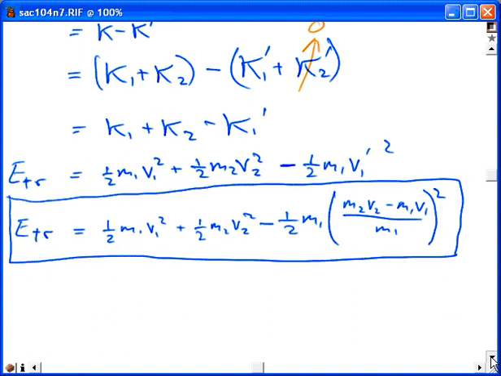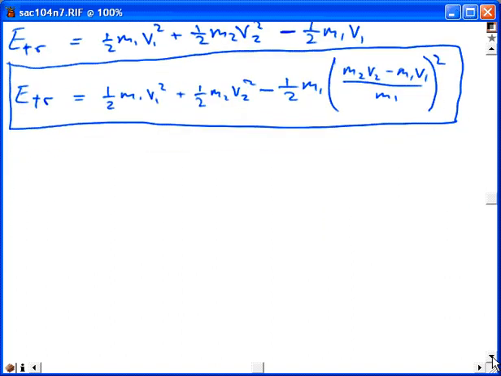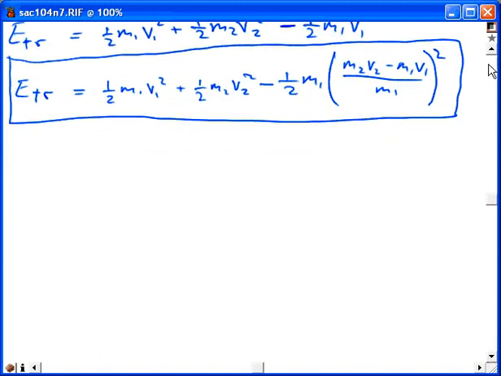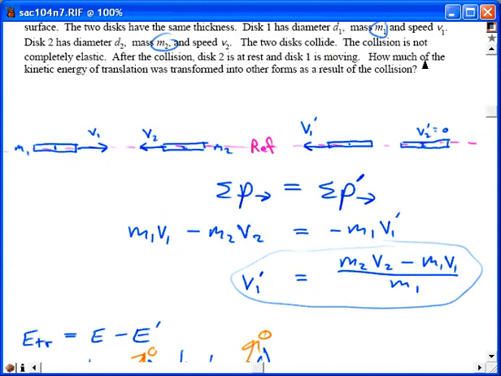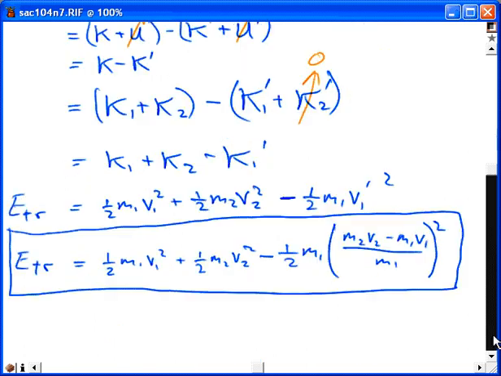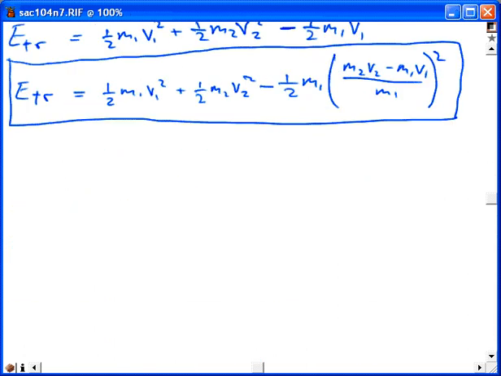But here's my final answer for the amount of energy transformed during the collision. I should do one more thing and make sure I answer the question: how much of the kinetic energy of translation that we had was transformed into other forms as a result of the collision? And that's exactly what we have found.